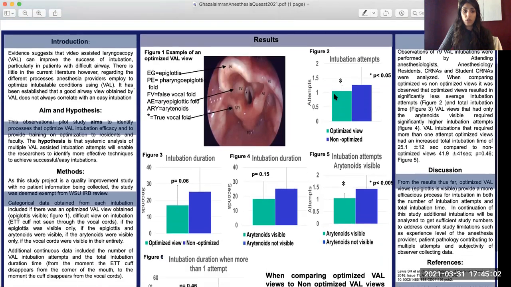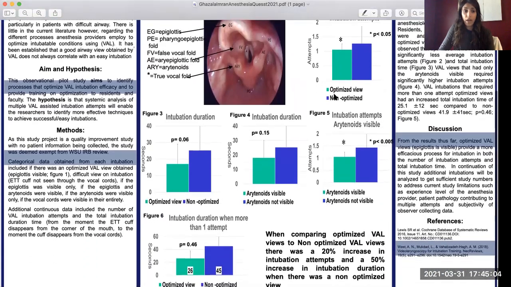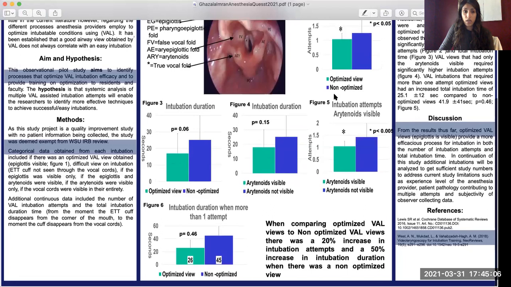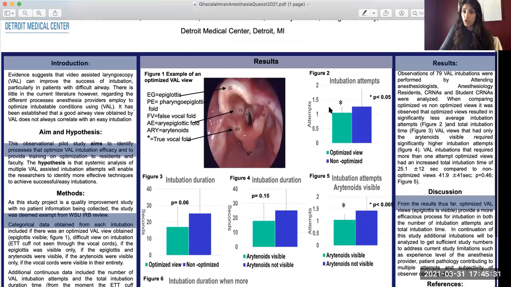So the methods that we used, this was a completely categorical data study used by different observers that would go into the operating room where a video assisted laryngoscope was being used. So essentially, we would be able to watch the screen and see what landmarks were available to the provider and how many attempts were made and how long it took for the patient to be intubated based on what was seen on the screen. So this was purely observational.